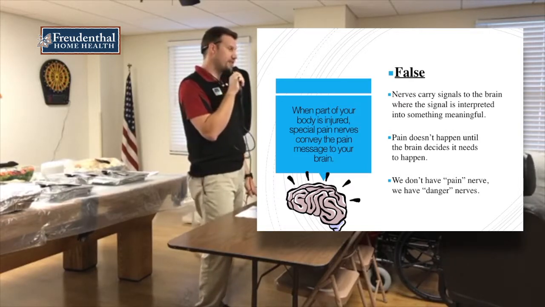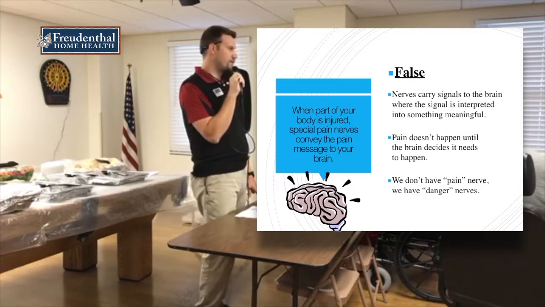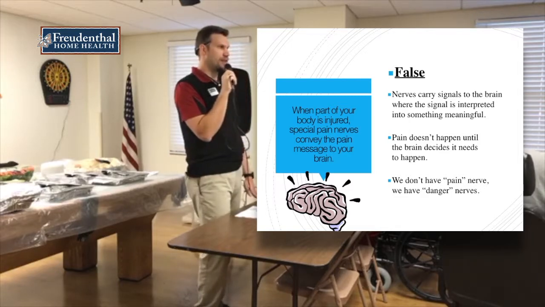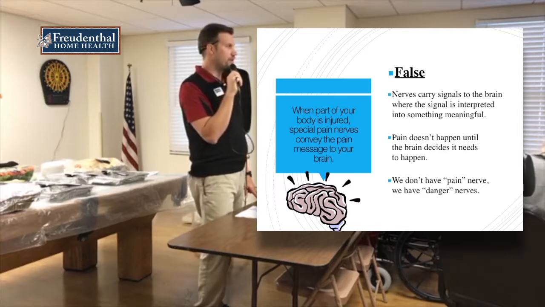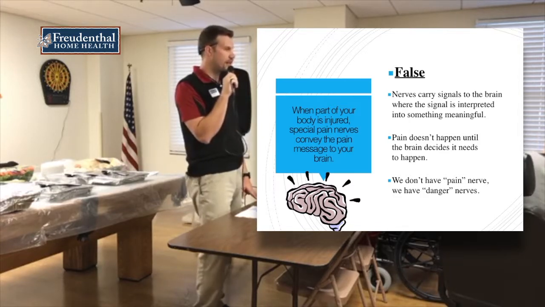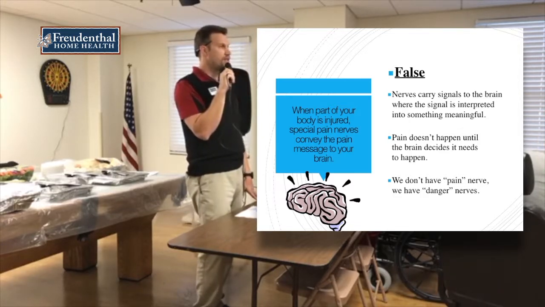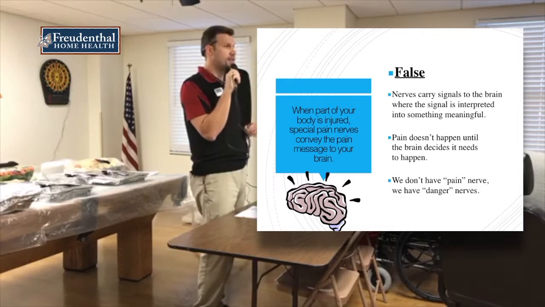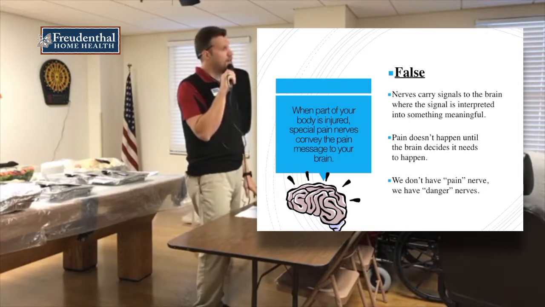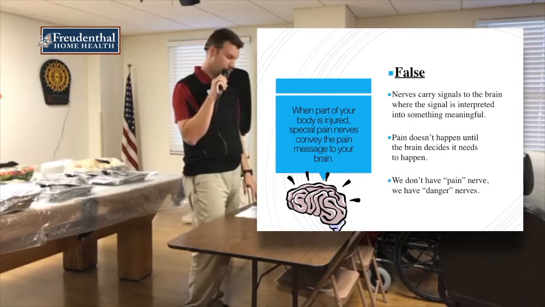But here's kind of a trick question, because if a lot of you were in school like when I was in school, we were taught that we had dedicated pain neurons. That's actually not true. We've learned from more research that that's not entirely true. We have danger signal neurons. Those are nerves that are dedicated to identifying possible risks in the body and sending that message to the brain.